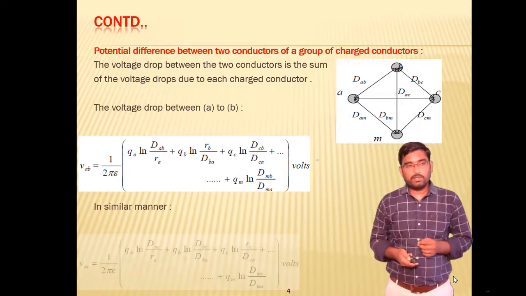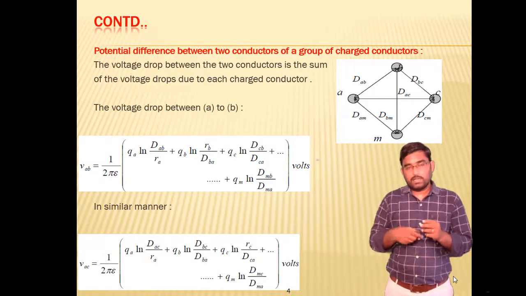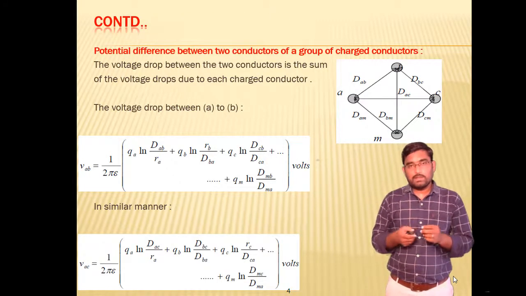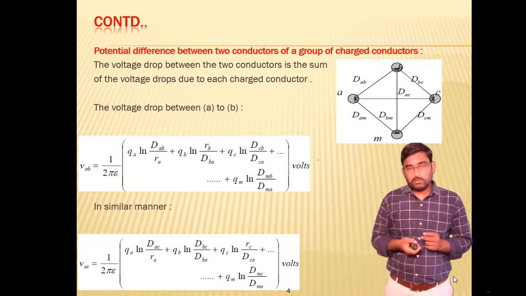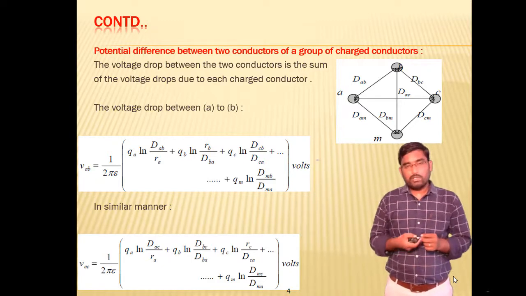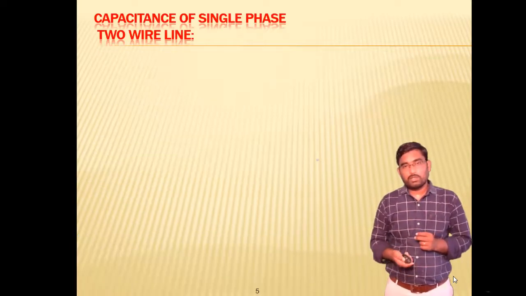Similarly, if you write the potential difference between A and C, it is 1 by 2 pi epsilon into QA into ln of DAC by RA, where DAC is the distance between A and C and RA is the radius of conductor A, plus QB into ln of DBC by DBA, where DBC is the distance from B to C and DBA is the distance from B to A, and QB is the charge of conductor B, plus QC into ln of RC by DCA, where RC is the radius of conductor C and DCA is the distance between C and A, plus QM into ln of DMC by DMA. The distance between C and M is DMC, and the distance between M and A is DMA. By taking all this and simplifying, you will get the potential.